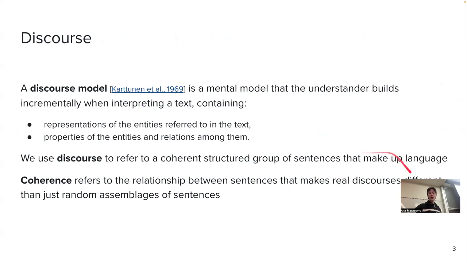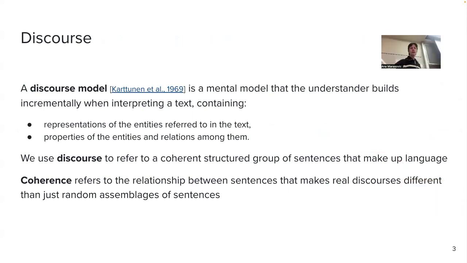And this is also known as a discourse model. This is a mental model that the understander, here us who are reading this piece of text, are building incrementally when interpreting a text. And this discourse model is going to contain a representation of entities referred to in the text.